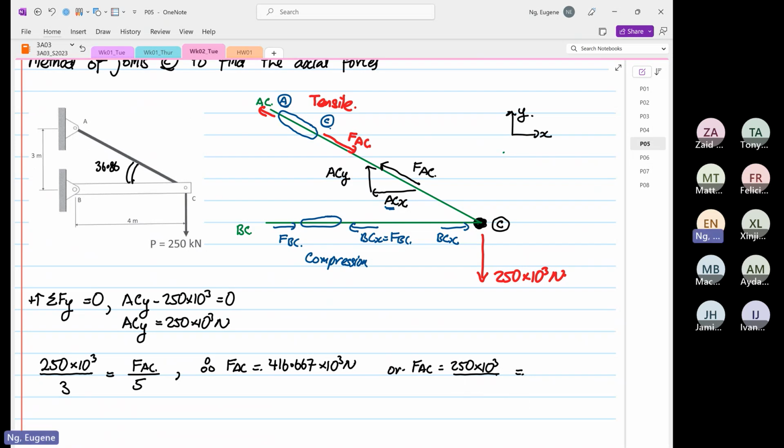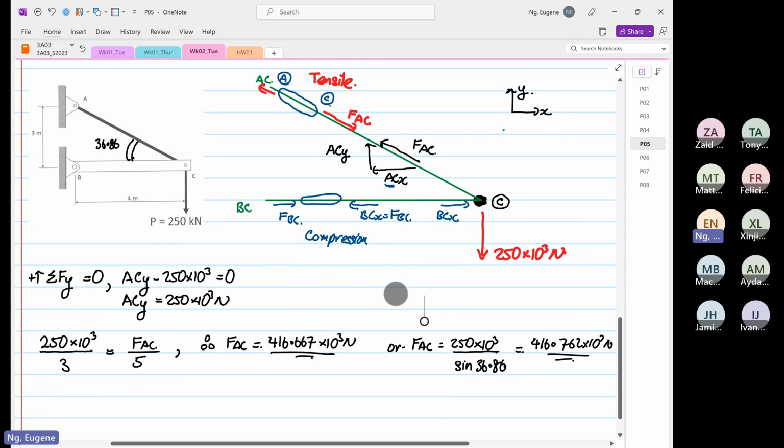So this will be equal to sine, sorry, 36.86. I do apologize. So 250 times 10 to the power 3 divided by sine 36.86 is equal to 416.762, which is about the same, times 10 to the power 3 Newton. Okay, so both ways are fine.